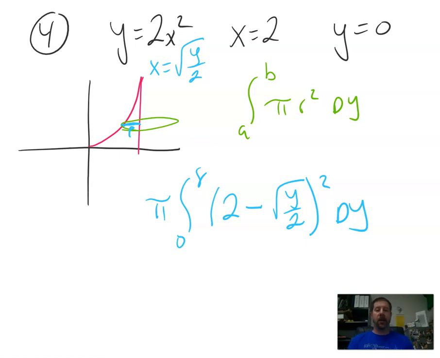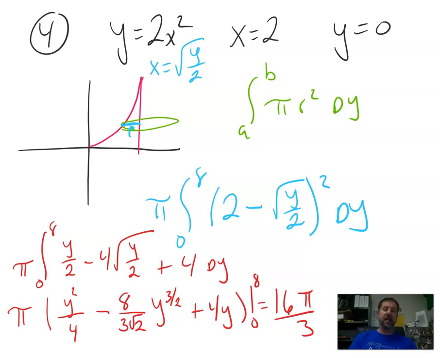All right, but now we're ready to go ahead and integrate this. To integrate it, I would double distribute here, multiply this out, and you should get y over 2 minus 4 root y over 2 plus 4 dy. Then when you take the antiderivative of that, you should get y squared over 4 minus 8 thirds root 2 times y to the 3 halves plus 4y. Evaluate from 0 to 8. And when you evaluate that, you should get 16 over 3.